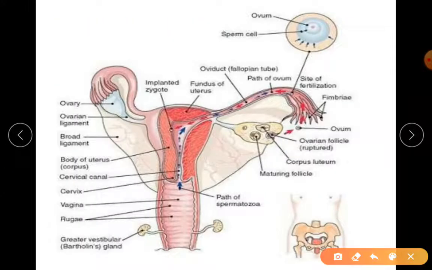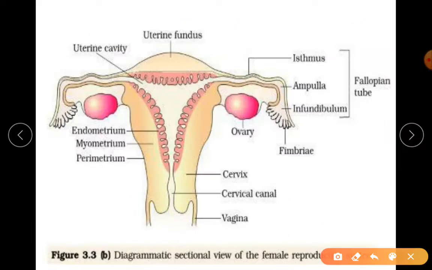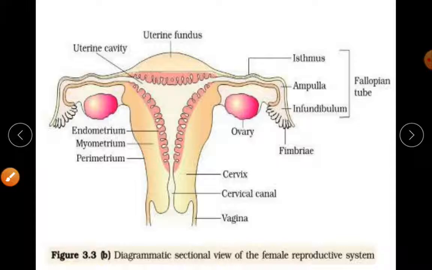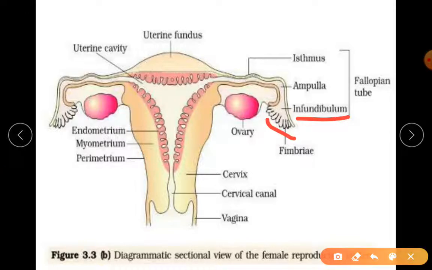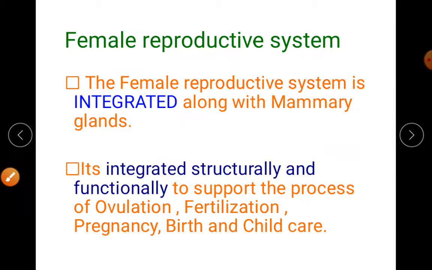This is the portion. I am referring to the diagram from your textbook. You can observe here this funnel-like structure, which is called the infundibulum. Observe the finger-like projections, which are called fimbriae. Followed by the infundibulum is the ampulla, and then the last part, the isthmus.